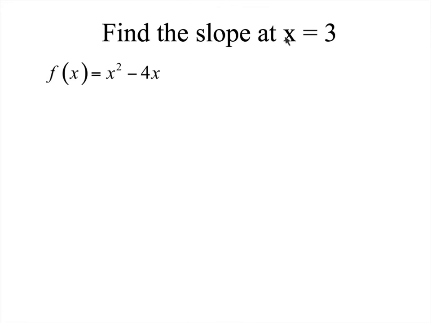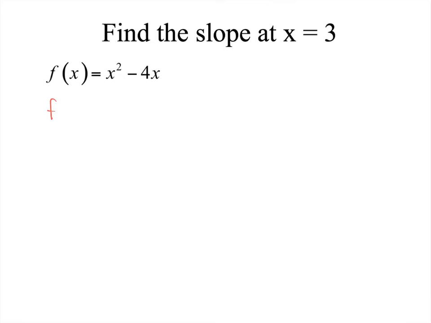I want to find the slope at x equals 3 for this function. So what is the slope at 3? Well, when I say slope, I mean derivative. So I want the derivative at 3. So let's take the derivative and plug in 3. First step is take the derivative.